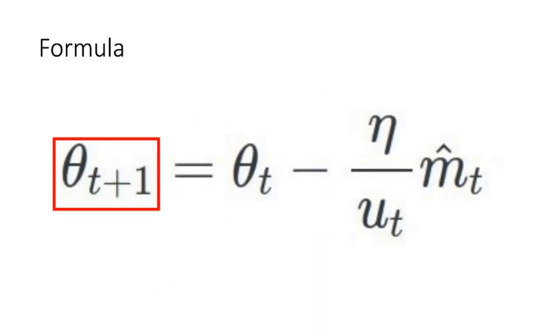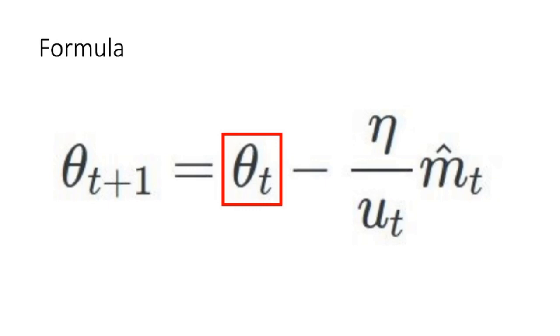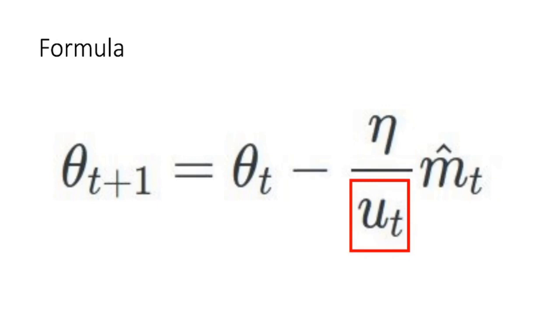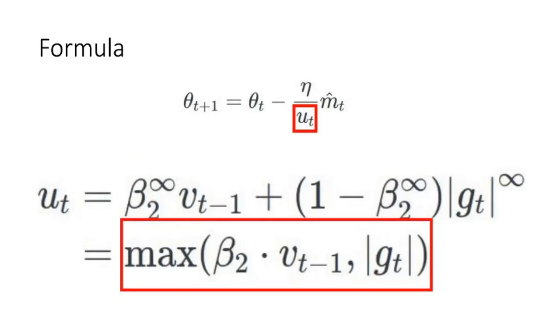So here theta at t plus 1 is the updated parameter values. The theta at t is the current parameter values, and those are usually vectors. Eta is the learning rate, usually set at 0.002. This is what the AdaMax paper recommends. ut and mt are the main components of AdaMax. We're going to go into ut and define what it is.